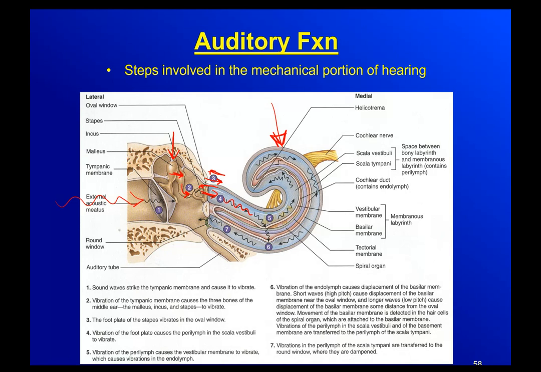The vibrations of the perilymph in the scala vestibuli and of the basilar membrane are transferred to the perilymph of the scala tympani. So they're going, like I told you before, in one direction. Why? Because once they get to the scala tympani down here, they get to that round window where they're dampened, where the sound stops, where the waves stop. Why? Again, because I don't want to hear echoes. I just want to hear it once, and that's the end of it.